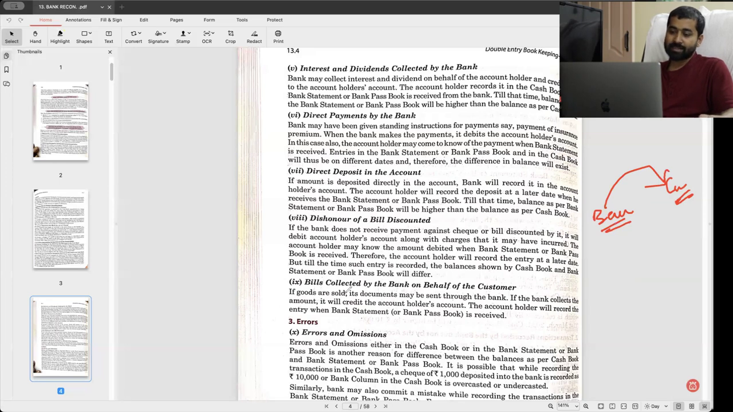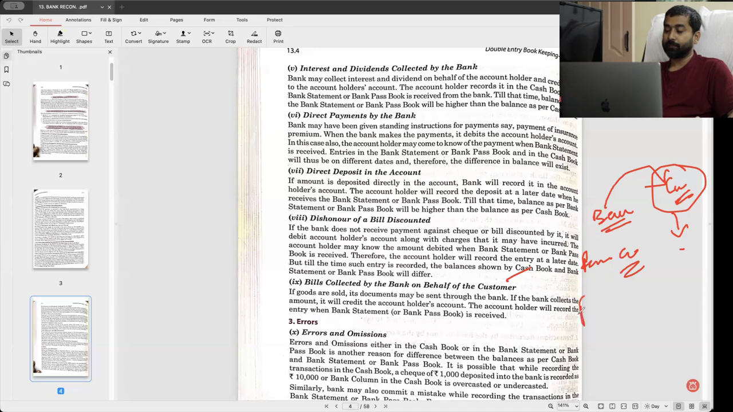Next, bills collected by the bank on behalf of the customer. Again, say the customer had a bills receivable and gave it to a bank and told the bank, after 2 months please collect that amount on my behalf. So the bank has collected that money, but the company is unaware of it. Money collected means the passbook is already credited, but the cash book is not. Clear? Okay. Bills collected by the bank on behalf of the customer, done.